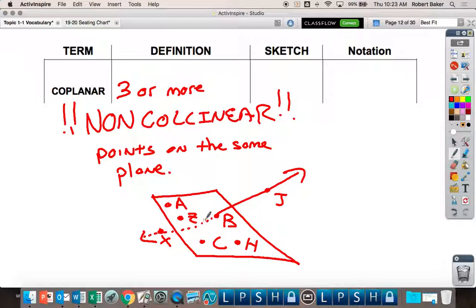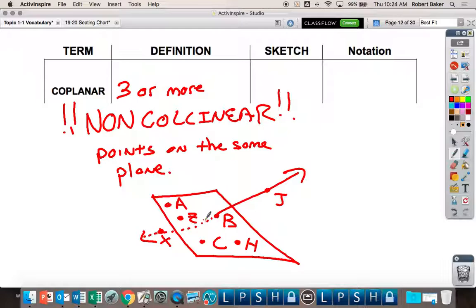It's a no. Why? Why am I wrong? They're not on the same plane, because X, B, and J are collinear points. Unfortunately, X, B, and J are on every plane. You see that? They're on like a million planes.